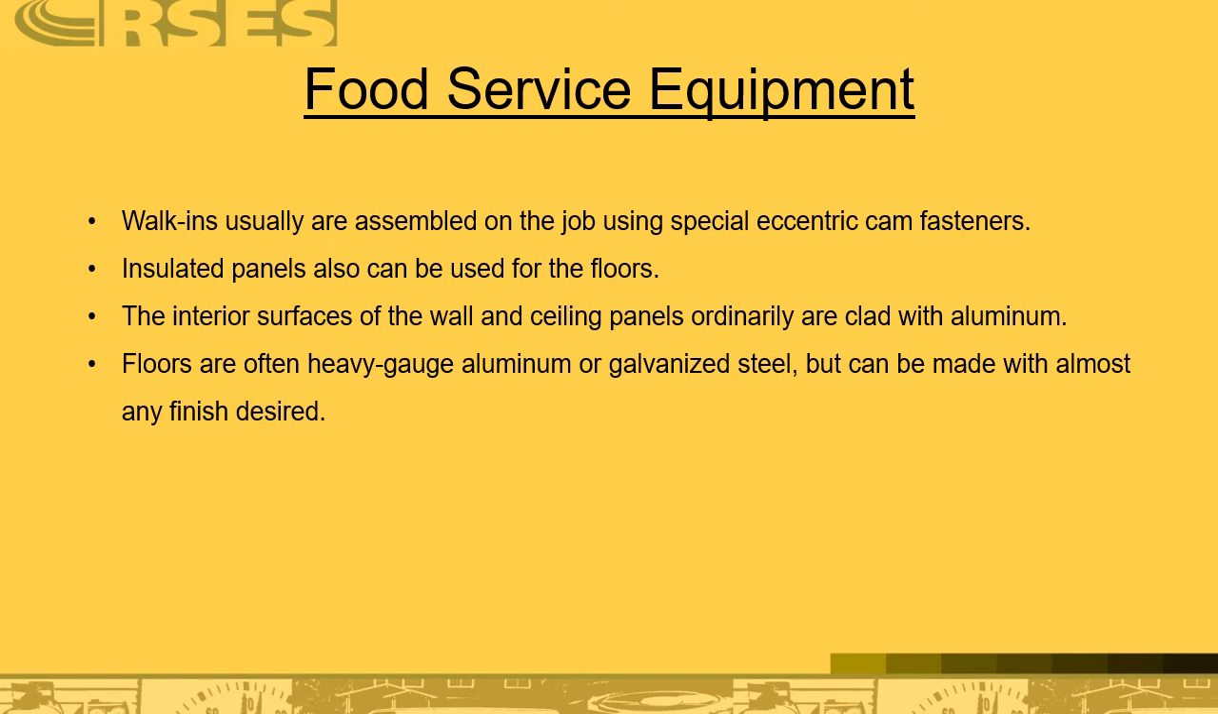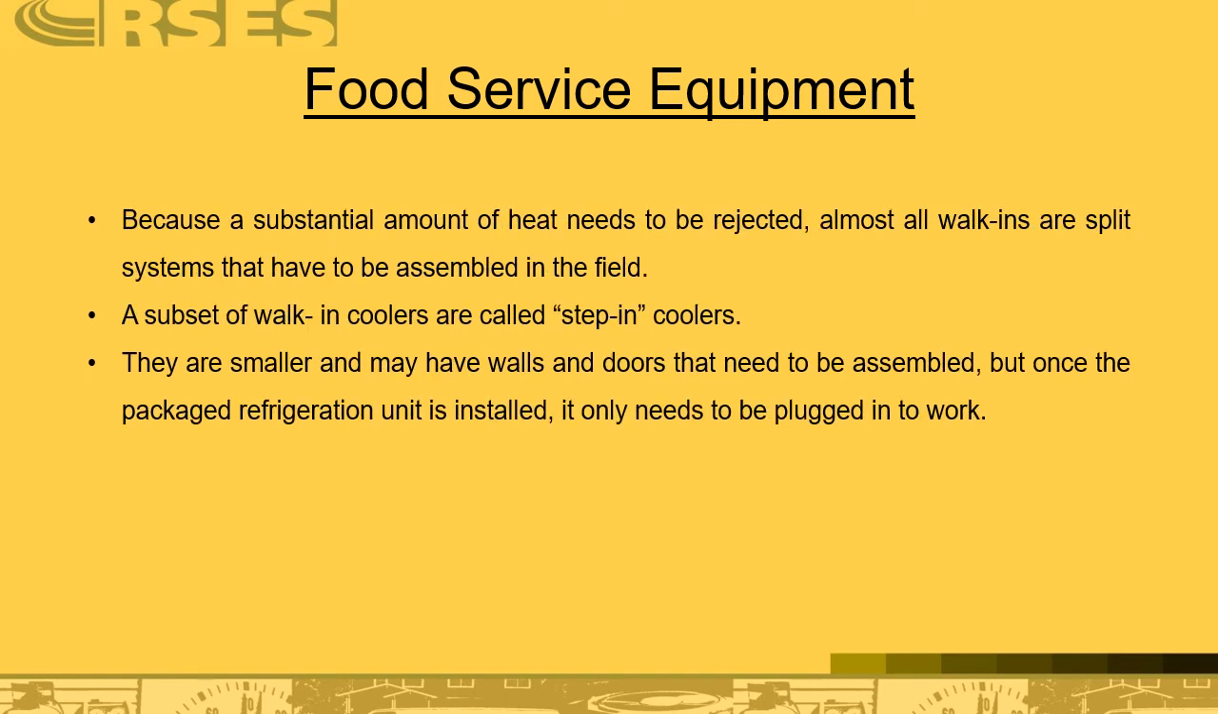Walk-ins are usually assembled on the job utilizing special eccentric cam fasteners. Insulated panels can also be used for the floors. The interior surfaces of the wall and ceiling panels are ordinarily clad with aluminum. Floors are typically heavy gauge aluminum or galvanized steel, but can be made with almost any finish desired. Because a substantial amount of heat needs to be rejected, almost all walk-ins are split systems and have to be assembled out in the field.